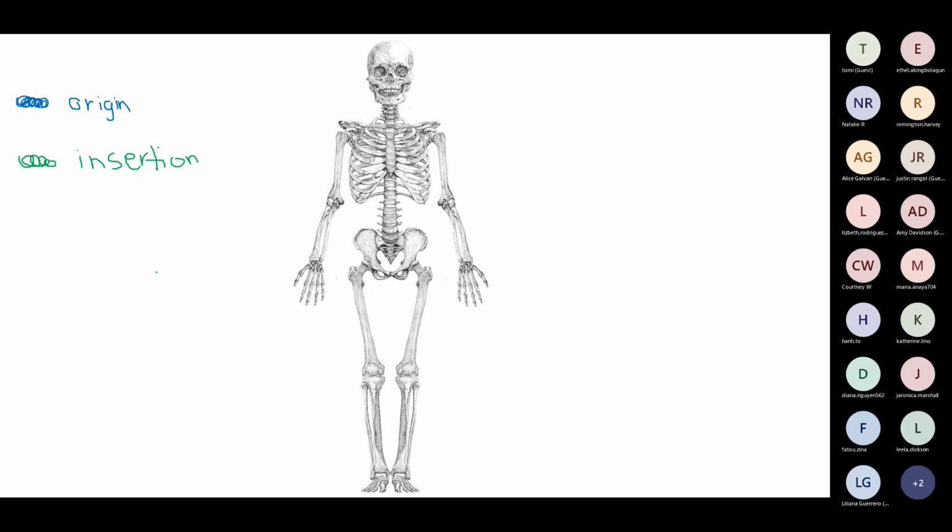Before we move on, when we talk about muscles having origins and having insertions, when a muscle contracts, only one of those locations actually moves. Is it the origin or the insertion of a muscle that actually moves when the muscle contracts? Do we know? Origin or insertion, who moves when a muscle contracts?